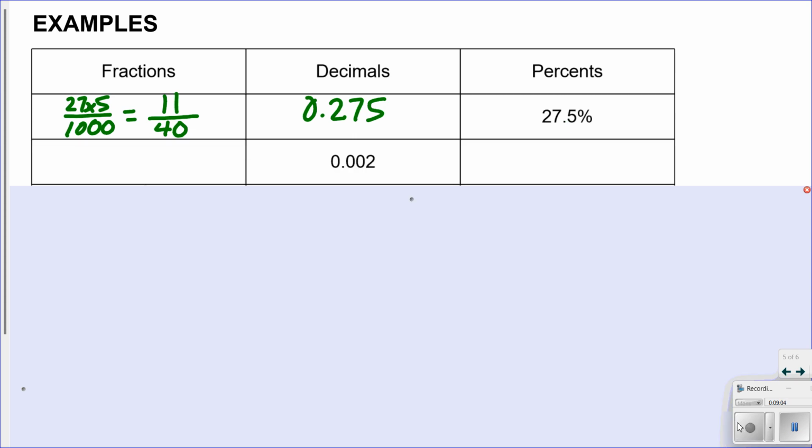Next up, I'm given 2 thousandths. To convert that to a percent, I multiply by 100. That's 2 powers of 10, so I move the decimal to the right, and I'm left with 0.2%. And then as a fraction, I just write it like I read it, 2 thousandths, which I can reduce to 1/500th.